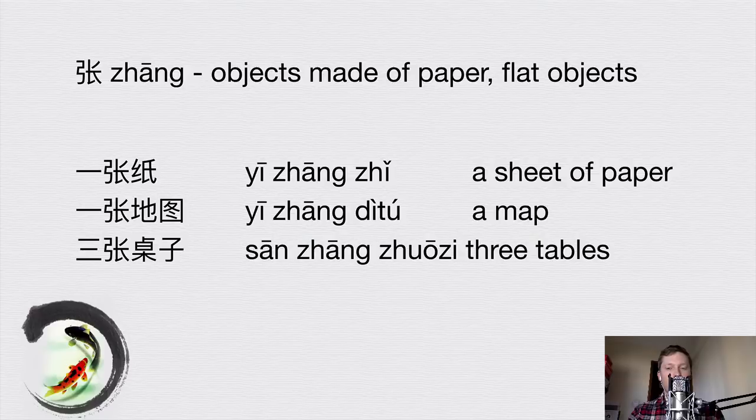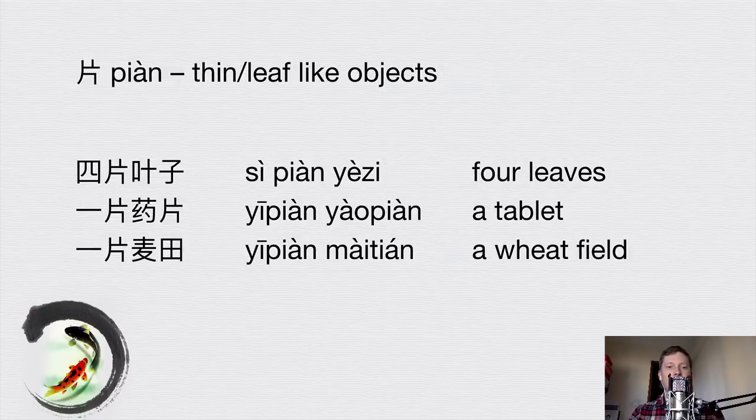Without trying to bog you down too much, let me just give you a few of the other common measure words in Chinese. So, for example, 片 is often used for thin or leaf-like objects. For example, 4片叶子 would be 4 leaves, 4 measure word leaves. 一片药片 would be a tablet. Or 一片麦田, we could say, is a wheat field or a field of wheat.